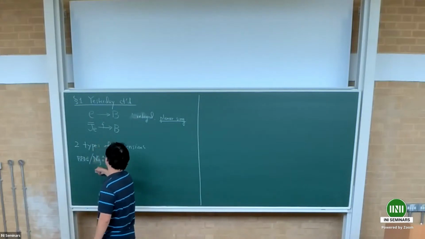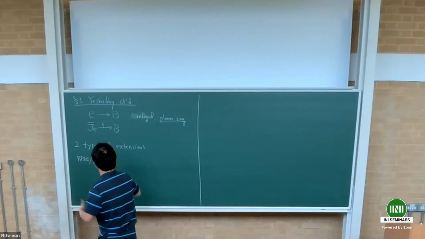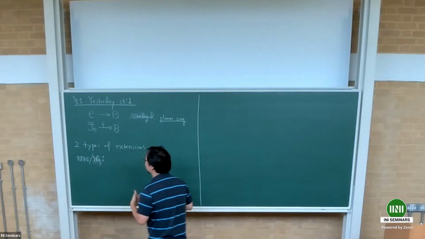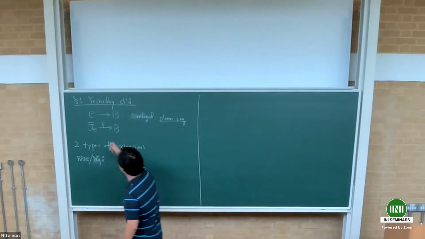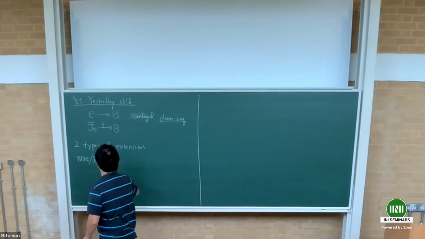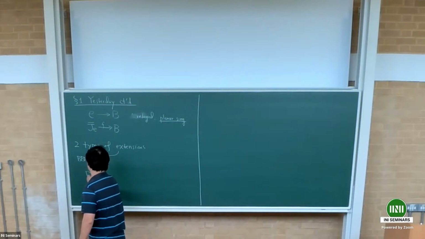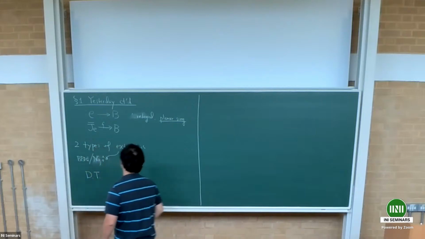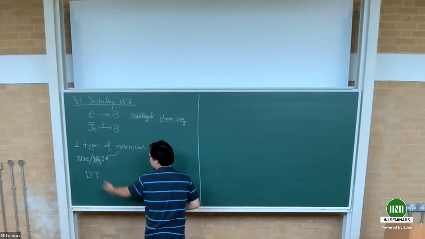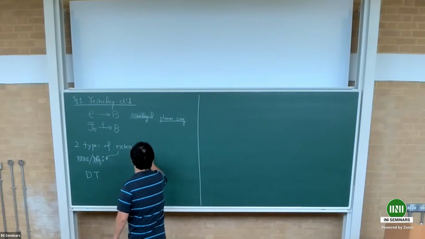And Ngô further told us that these perverse sheaves are just intermediate extensions of the local systems on the smooth locus. In other words, the decomposition theorem has full support. So this is the first extension, on the level of the decomposition theorem, and it concerns constructible categories.